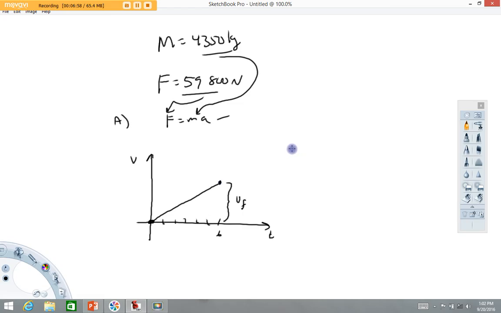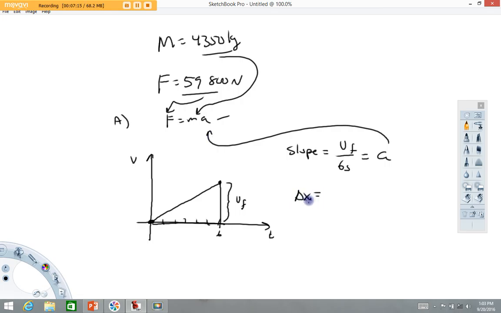So now the slope, which is rise over run, that would equal v final over 6 seconds, and that is equal to the acceleration that we found from part A. And then to get the distance traveled, that's a delta x, that's going to equal this area. So once you have the v final, this is a triangle, 1/2 base times height will give you the distance that jet travels.